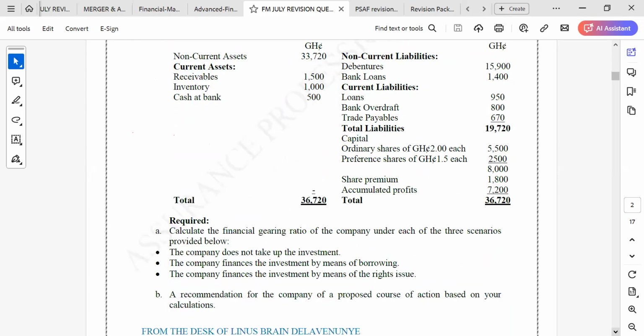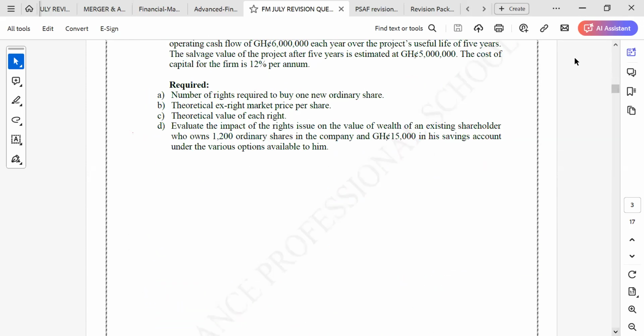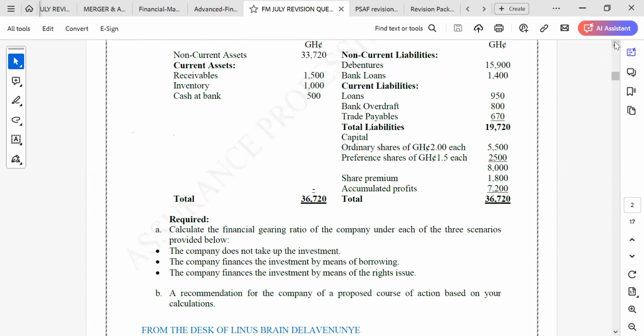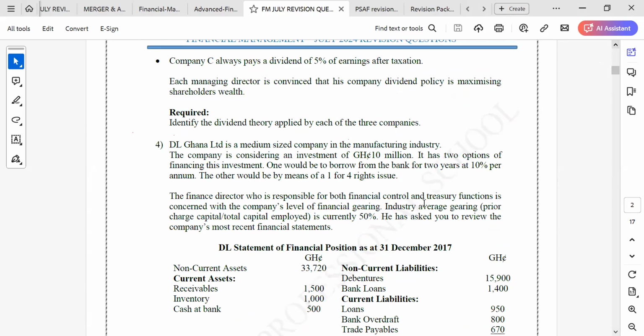Let's look at question number 4 and question number 5, then we see what will happen. Question number 4 is about capital structure. Okay, let's take that. Question 4.